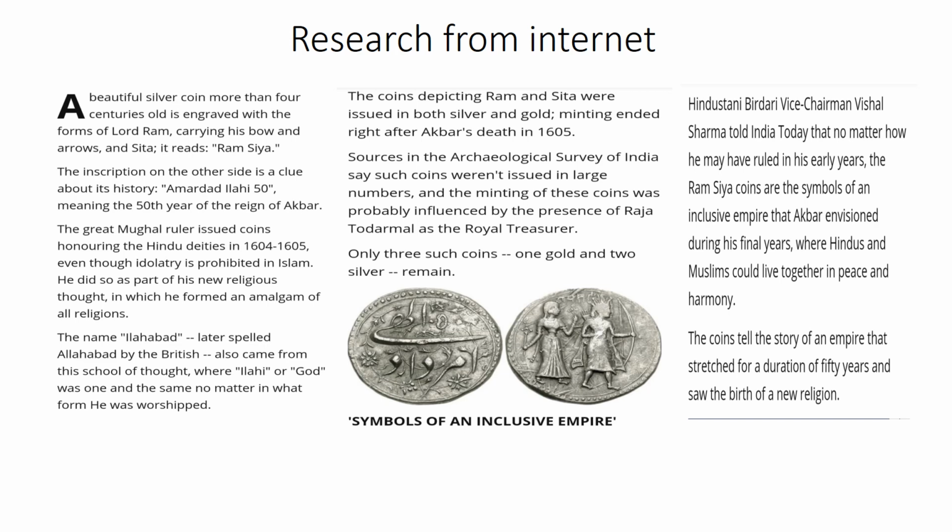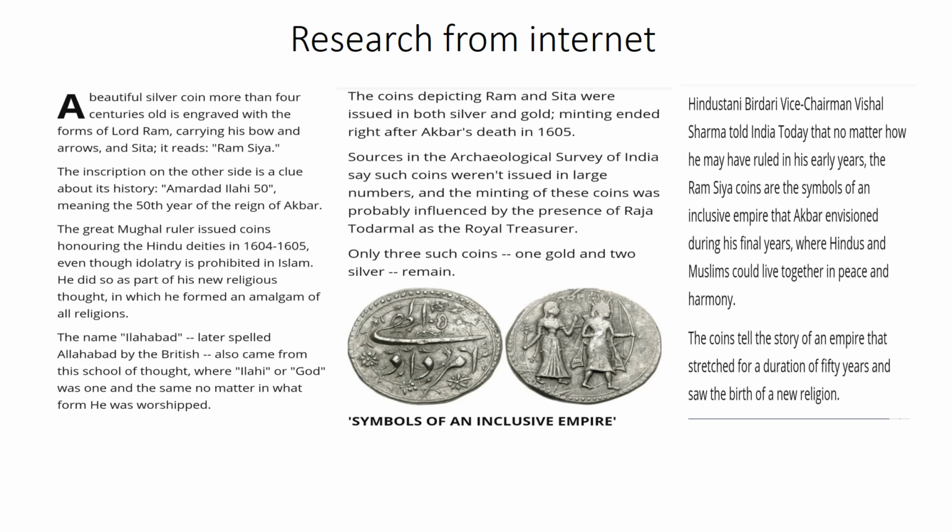The coins depicting Ram and Sita were issued in both silver and gold. Minting ended right after Akbar's death in 1605. So 1605 में अकबर का डेथ हो गया था, तभी ये कॉइन्स का जो मिंटिंग है, मतलब ये कॉइन्स को बनाना बंद हो गया. So if you will see, there were only 3 coins made, one gold में and 2 silver में.